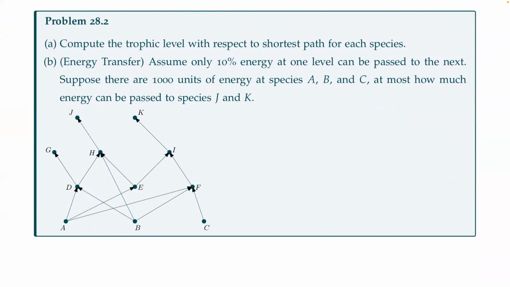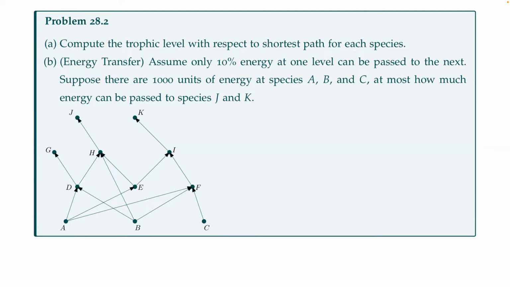Okay, next thing. Compute the trophic level with respect to shortest path for all these species. And then in the second part of this, assume that only 10% of the energy at one level can be passed on to the next. Okay, so we start off at 100% of our energy at our primary producer level. Only 10% of this gets passed on to herbivores, and 10% of that gets passed on to the next level of predators, and so on. So the trophic level will tell us how much of that energy at the primary producer level is being passed on to the higher levels.